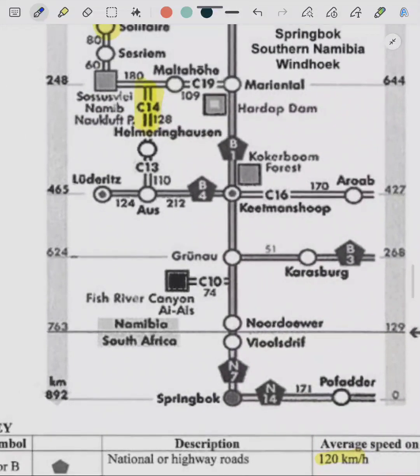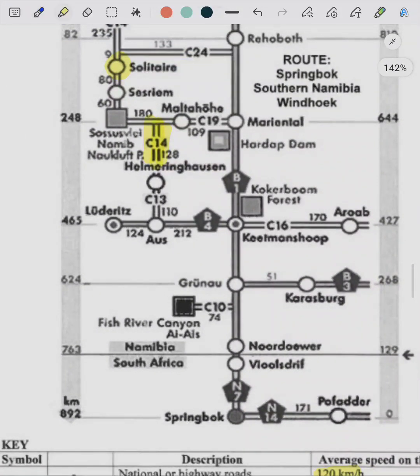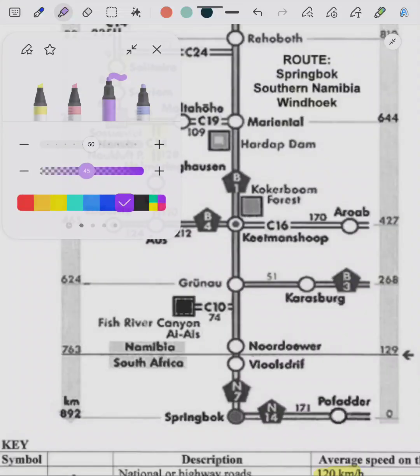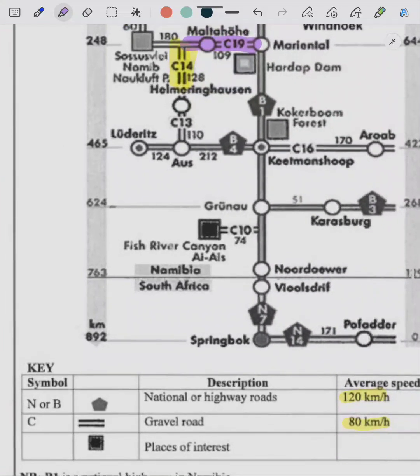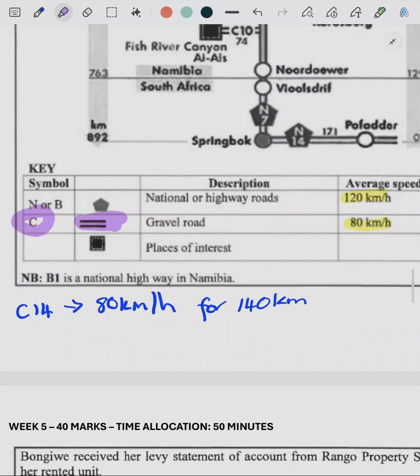The next part we have is she traveled on the C19 for 289 kilometers. So I'm going to look on my map and see where C19 is. It's just a different color. C19 I can see is over here, and that's also a gravel road. I'm finding that out by comparing the type of the road that we're looking at here. They also tell us the C roads are gravel roads as well. So we know that she traveled on the C19. Again, average speed would have been 80 kilometers per hour, and this time it was for longer. It was for 289 kilometers. I'm getting that from the question.